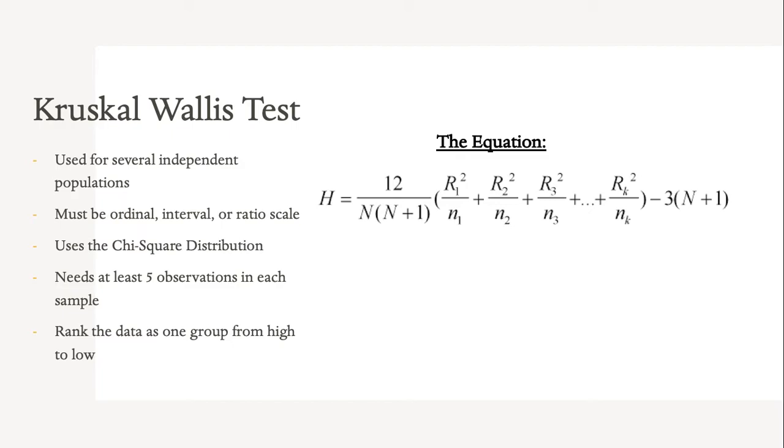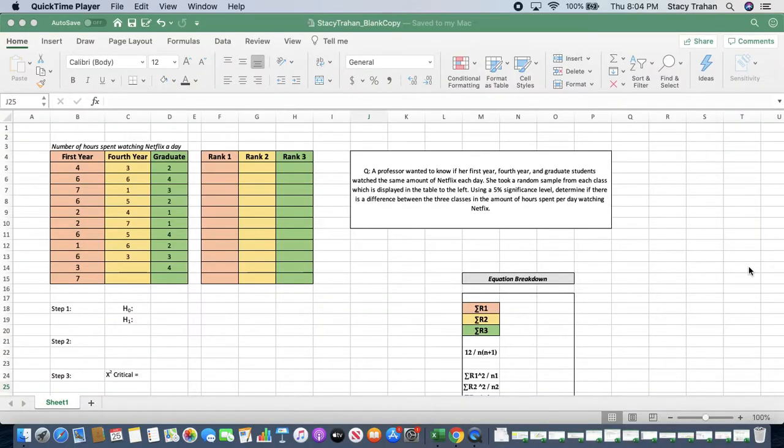And we have our equation that we're going to use in our following example, and that is how we find our H value. We're going to start an example of a Kruskal-Wallis test, which is an analysis of variance by ranks. So let's read our question to start.